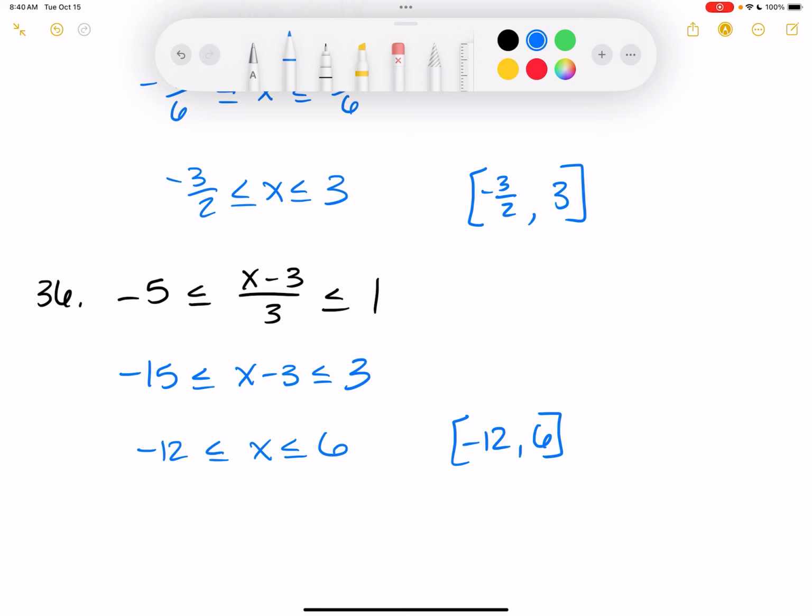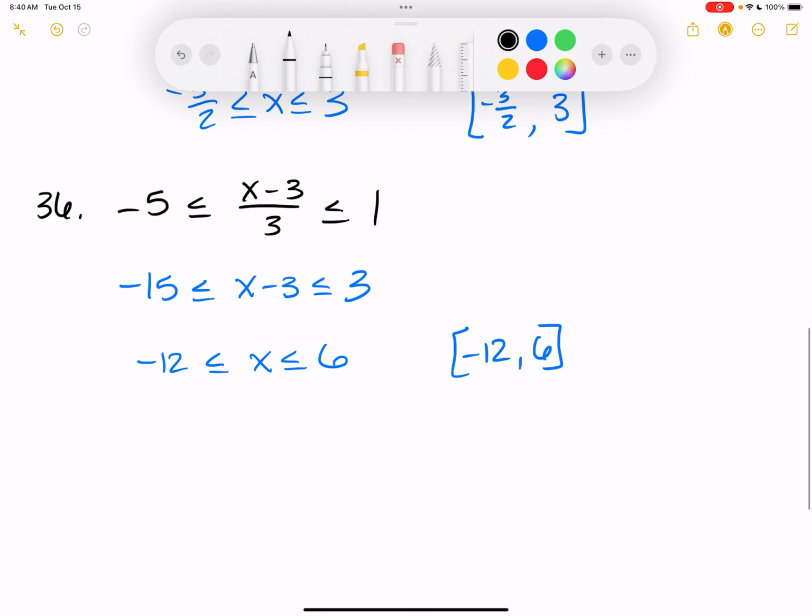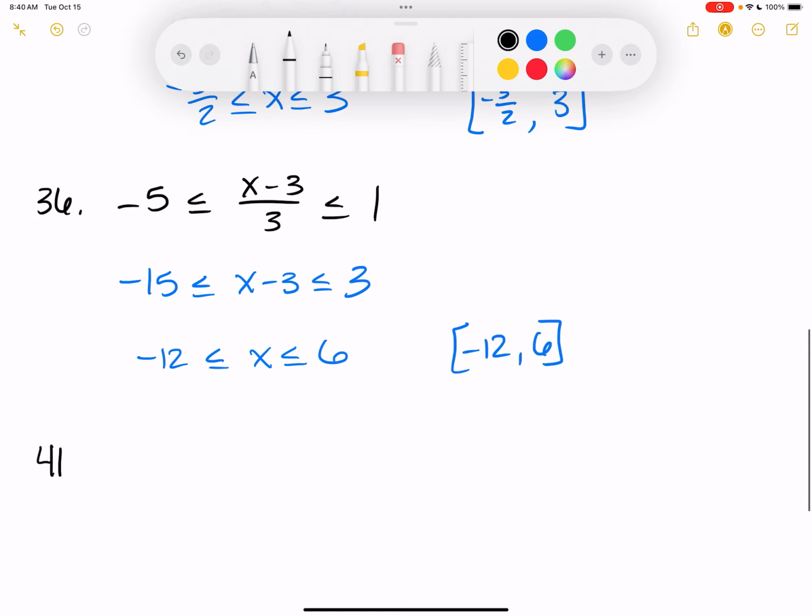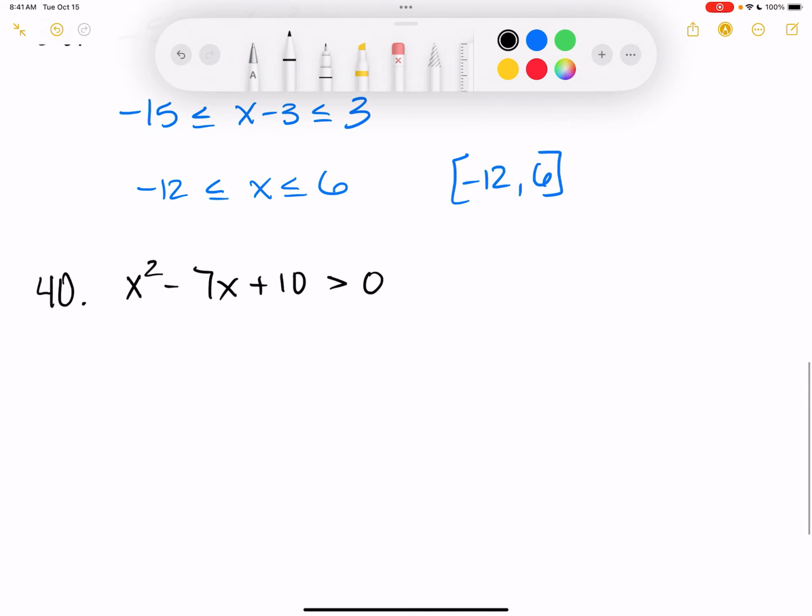So those are relatively basic inequalities. We can also have quadratic inequalities, which we solve the same way as we did with an equality in one of the last sections. So number 40, x squared minus 7x plus 10 is greater than 0.